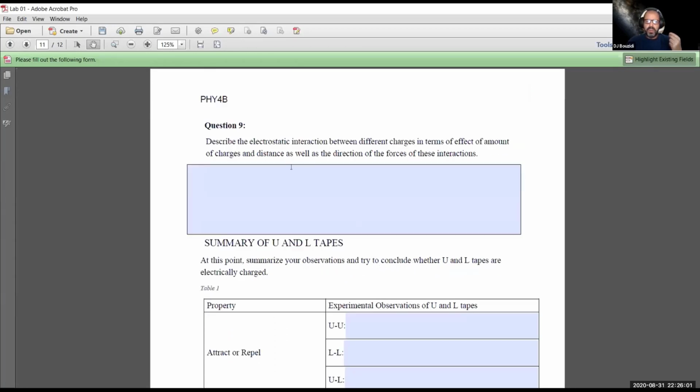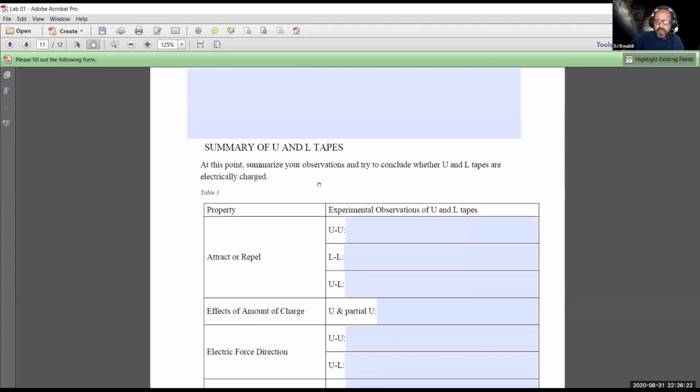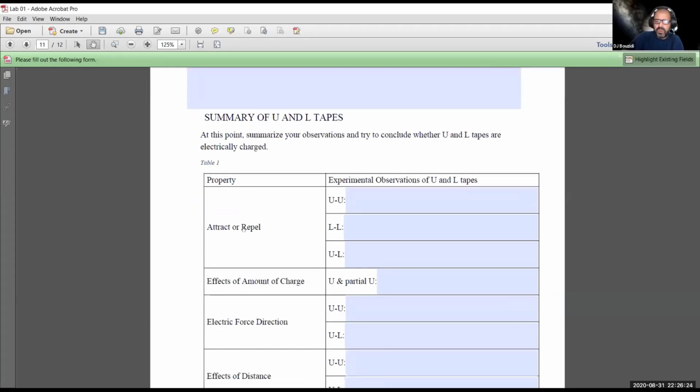Okay. Question 9: describe the static between different charges in terms of amount charged. Again. Now we have unlike charges. We're going to change the amount of charge on one of them and see the effect of that interaction again. Remember, we did it for the like charges. Now we're doing it for the unlike charges. And which brings me to the final table in here, which is Table 1, which is basically you're going to tell me attract, repel in here between the U and U, the L and U and L, based on your own observation. Okay? Based on what you have seen.